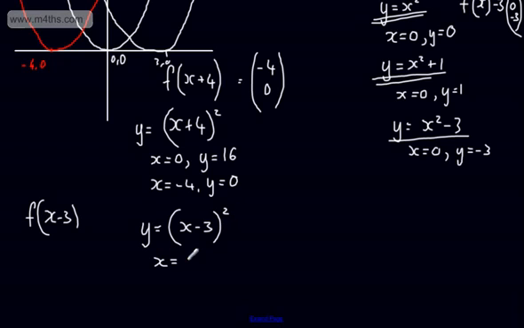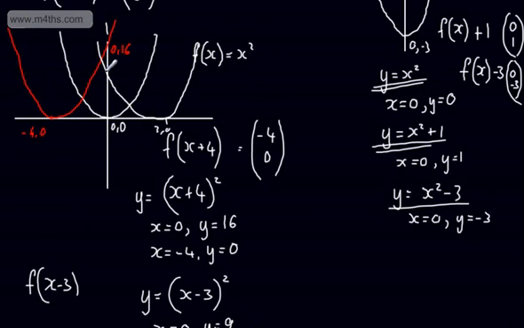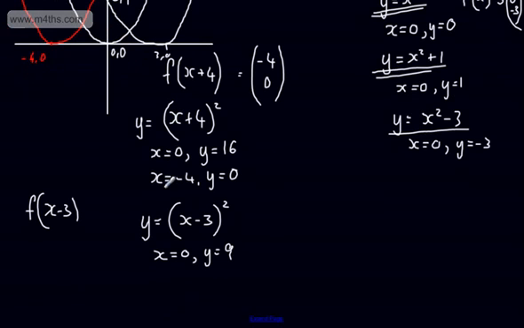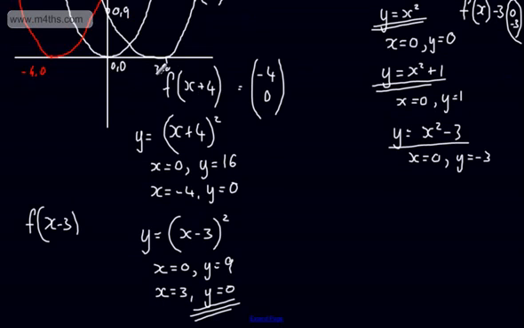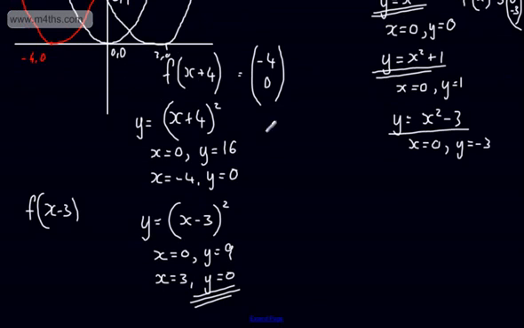So if x was equal to 0, y would be equal to minus 3 squared, which is 9. And that gives us this point just here, which is 0, 9. Now if we took x to be equal to 3, then that's going to give us 3 minus 3, y is going to be 0. So to achieve the same y coordinate, we have to now simply move everything by 3 units to the right, as we're going to be subtracting that value away.